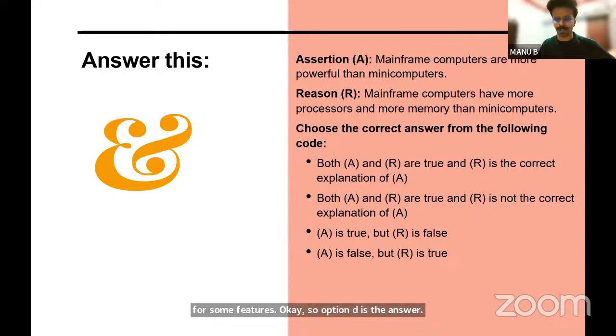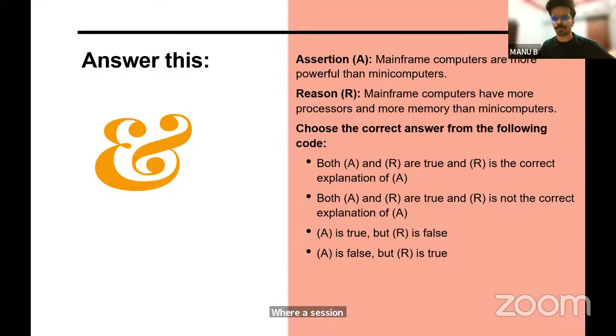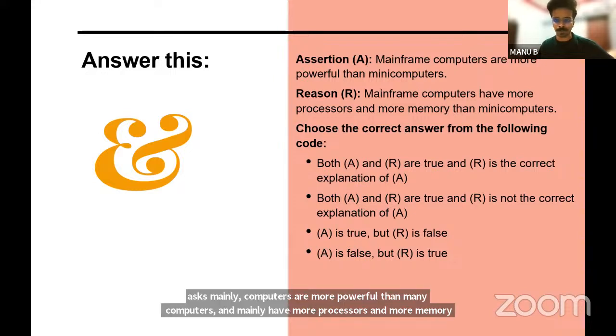Now, this kind of assertion-reasoning questions you can also expect. The assertion says mainframe computers are more powerful than mini computers, and mainframe computers have more processors and more memory than mini computers. So choosing the correct answer, which is it?